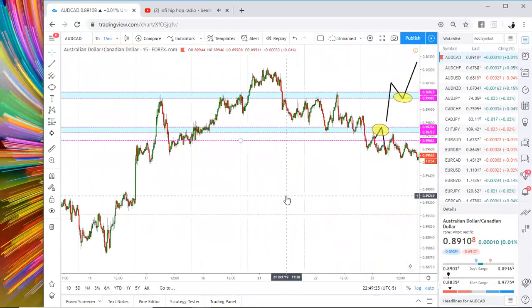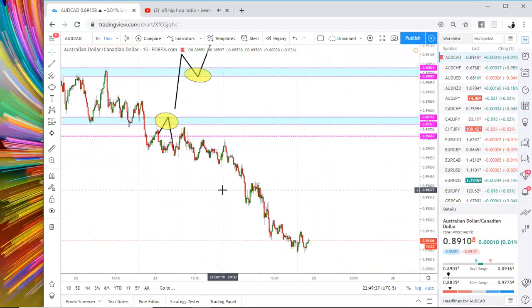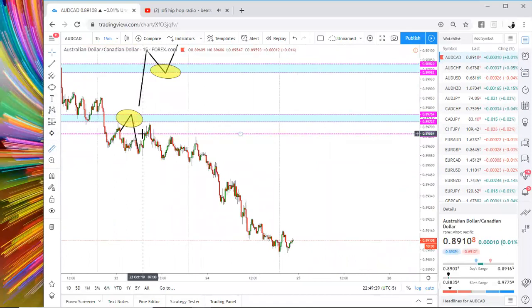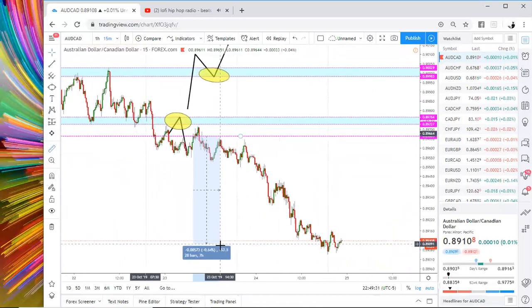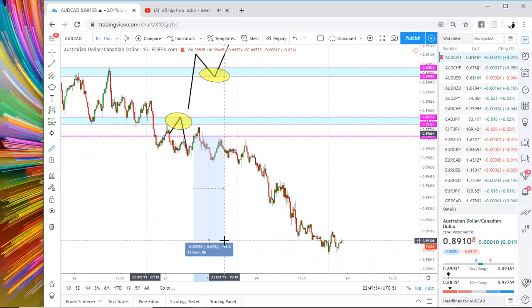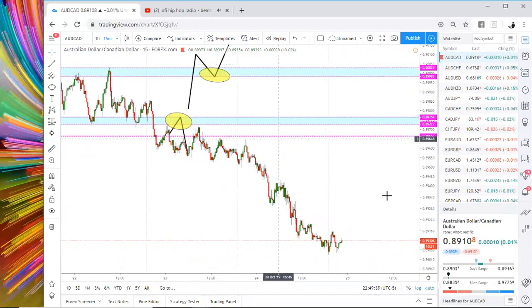We go to the 15 minutes, more clear. And this right now, we are running and floating 55 pips in profit.